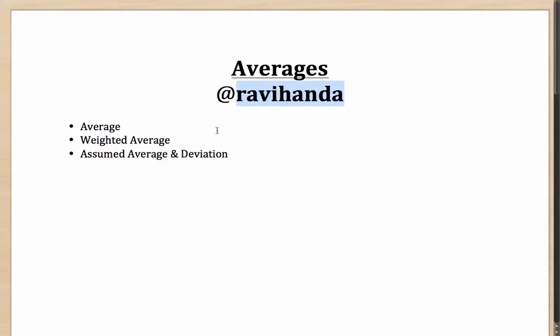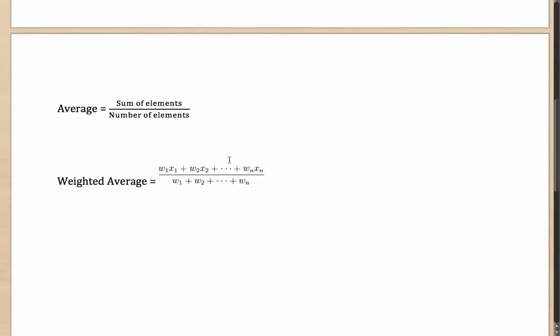Today's session is the first session in the arithmetic portion of the preparation. We'll discuss average, weighted average, and assumed average and deviation. To begin with, what exactly is the average? Average is nothing else but if you sum all the elements and divide it by the number of elements, what you get is the average of those elements.